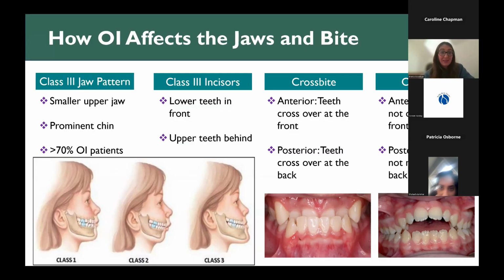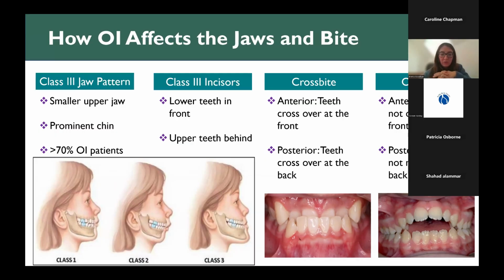Other things that we see in OI patients is crossbite. From the middle picture, you can see the top teeth are sitting slightly behind the lower teeth, and the side teeth are sitting in front. That's what we call a crossbite. That can be at the front or at the sides. And another thing we often see is what we call an open bite.